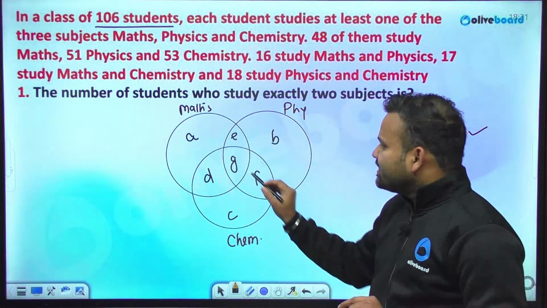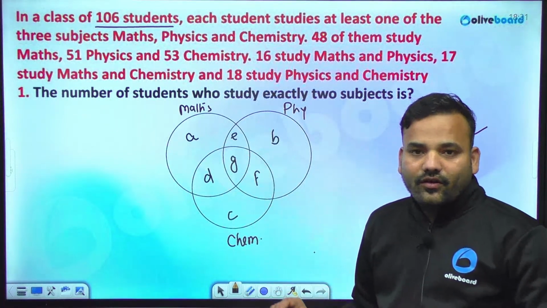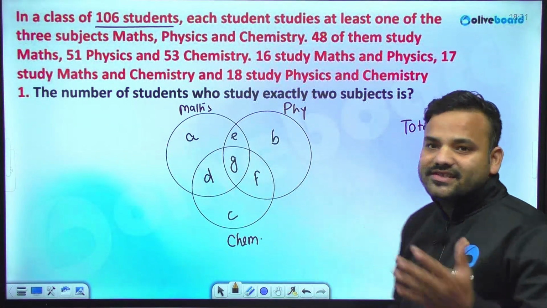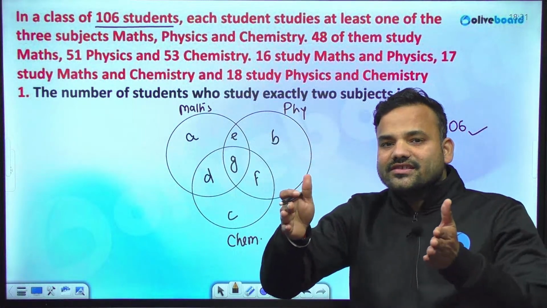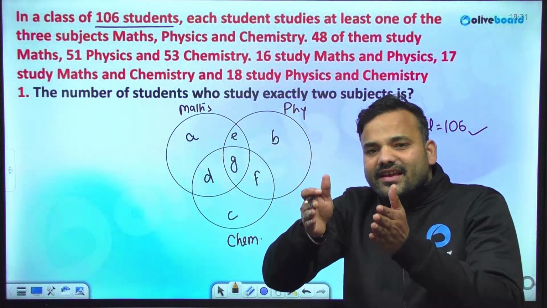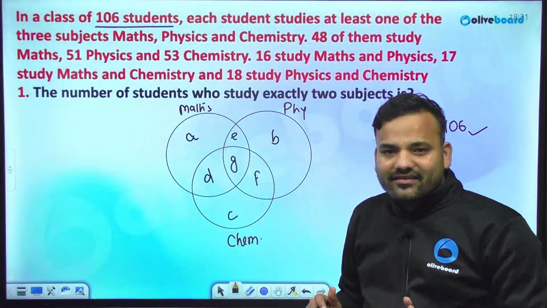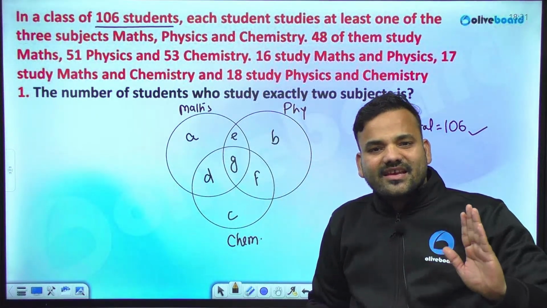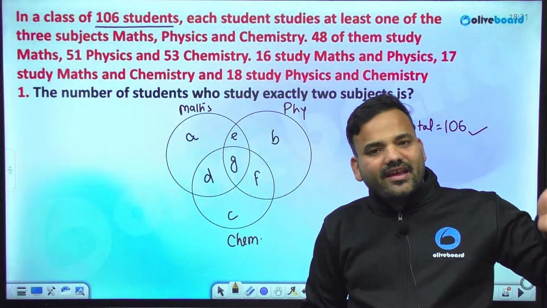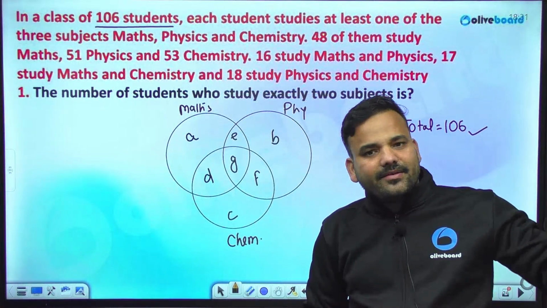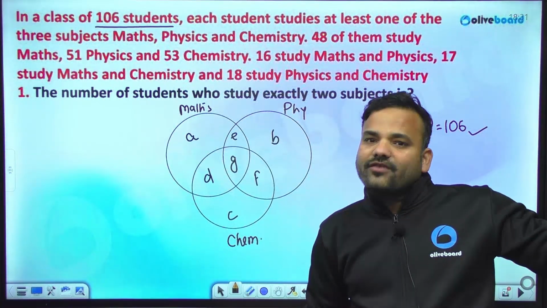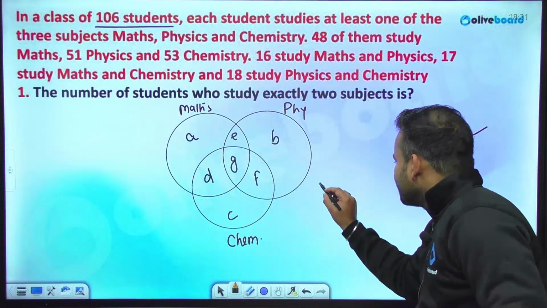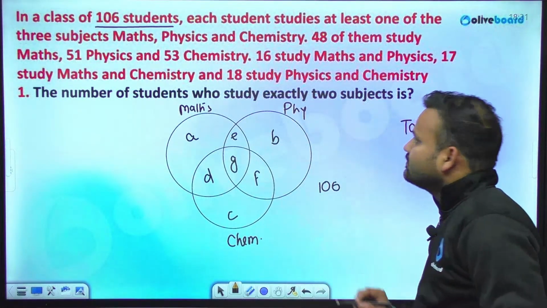So what is G? G is all together. We know that the total number of students is 106. From set theory, how will A union B union C come? n(A) plus n(B) plus n(C) minus n(A intersection B), n(A intersection C), n(B intersection C), plus all together, plus none. Clear? So by that formula, the total number of students is 106.